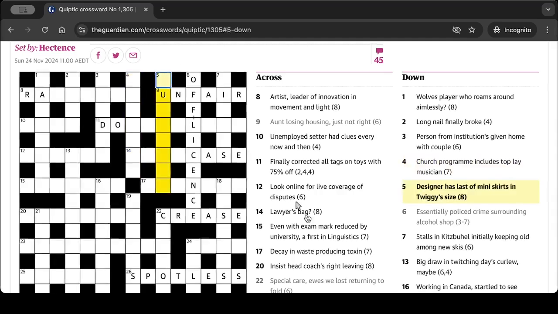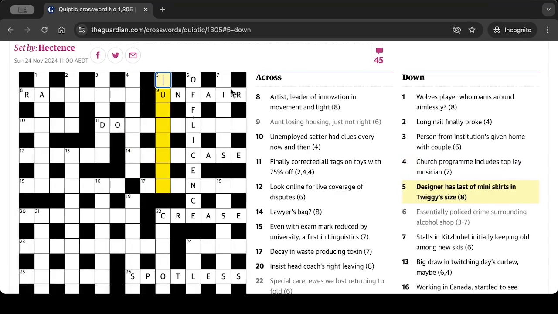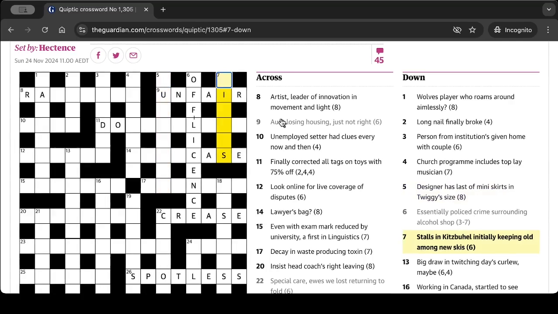Number 5, designer has elastic miniskirts in Twiggy's size. Lots of words, lots of potential mechanics. So again, I'm jumping through to find the easy ones. We had stores in Kids Pool, initially keeping old among new skis. So I think new skis means we've got an anagram indicator.